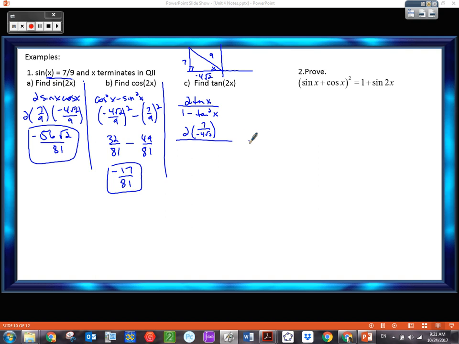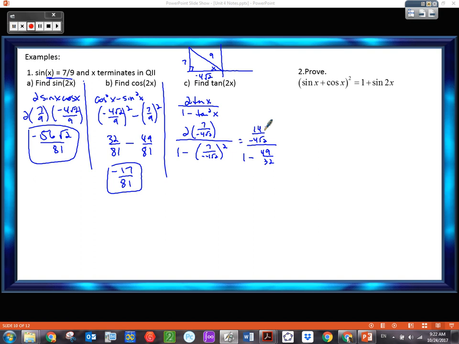All over 1 minus 7 over negative 4√2 squared. Now we get to, notice I said we get to do lots of arithmetic. Yay. So let's just work through it. So we have 14 over negative 4 root 2, over 1 minus. We know 7 times 7 is 49. And then when we square the denominator, we get 32.